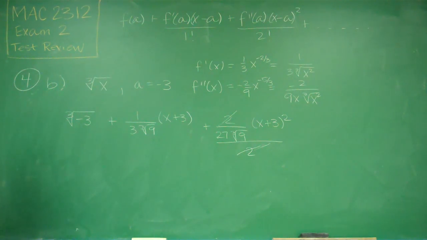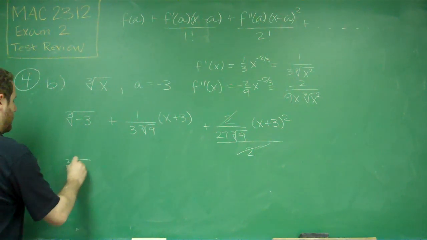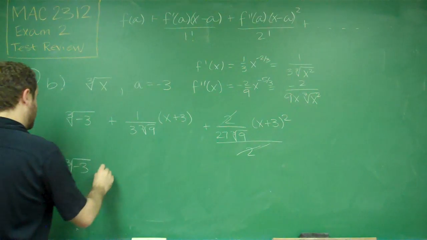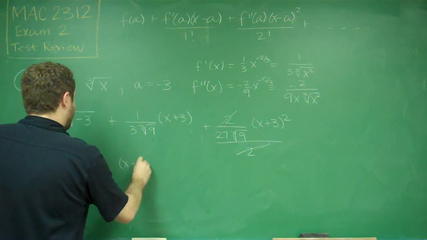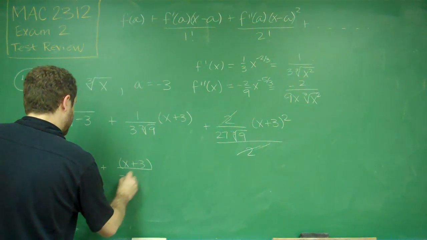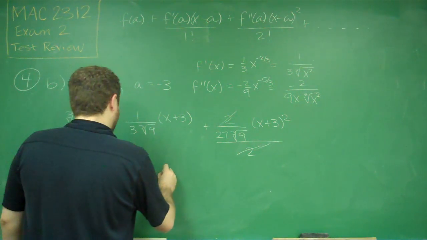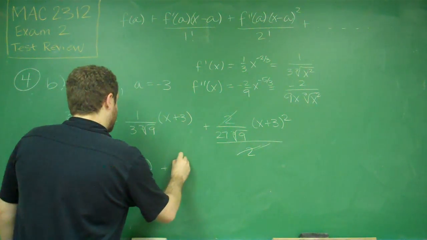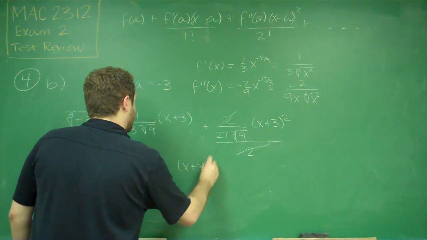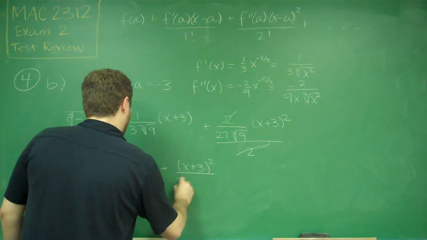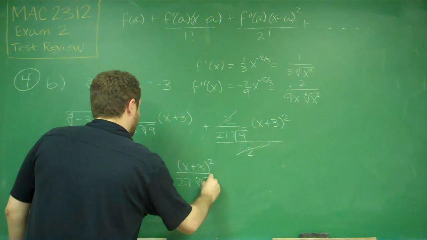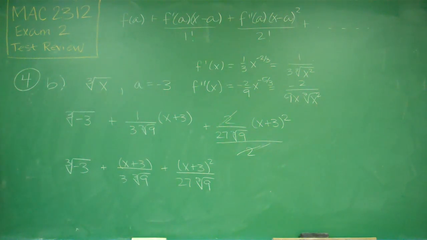So, written most simply here, we're going to have cube root of -3, we're going to have x plus 3 over 3 cube root of 9, and over here we're going to have plus x plus 3 quantity squared over 27 cube root of 9. And these would be our first three terms.